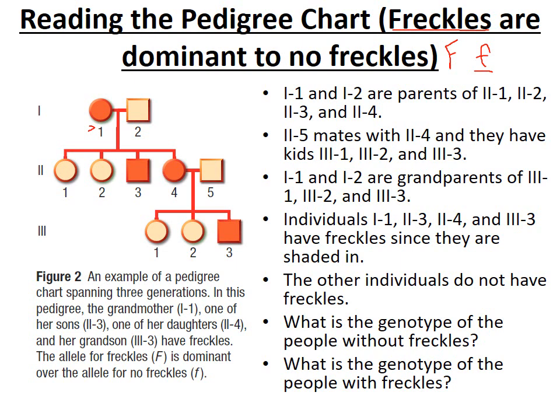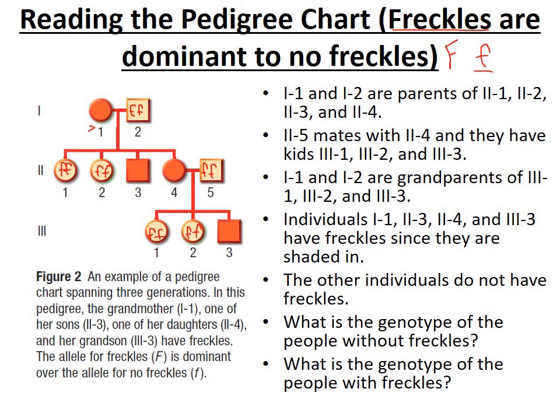So if we go through all the individuals 1, 2, so this individual is little f, little f, these individuals here are little f, little f, little f, little f, little f, little f over here, little f, little f over here, little f, little f over here.